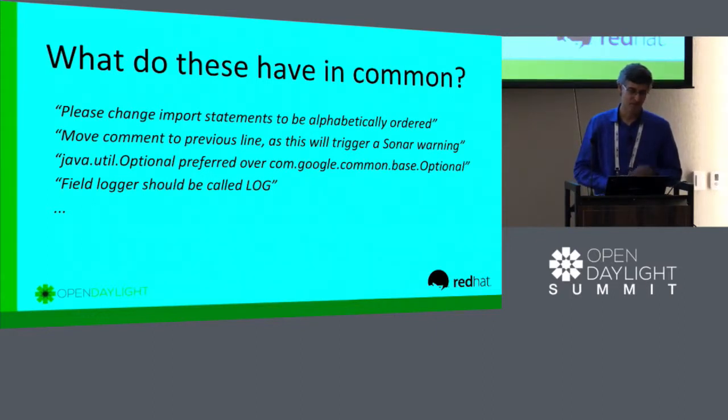So the first one, I'll read them out. Please change the import statements to be alphabetically ordered and move comments to previous line, and java.util.Optional is preferred over Guava Optional, and the field logger should be called LOG uppercase. What do these points all have in common? They're code review feedbacks from actual Gerrits that I've run into. What do you think?